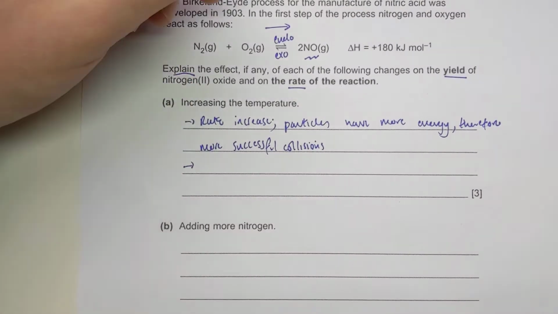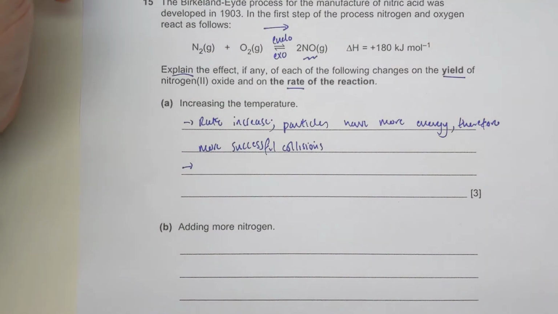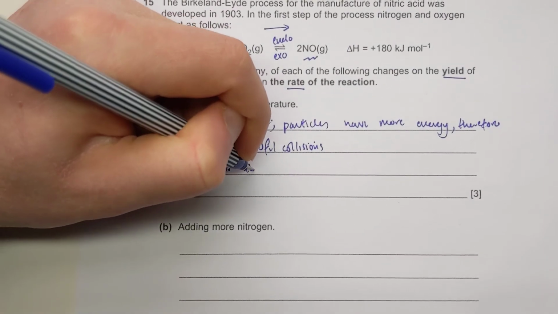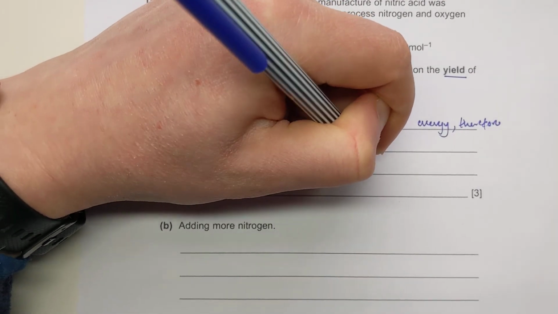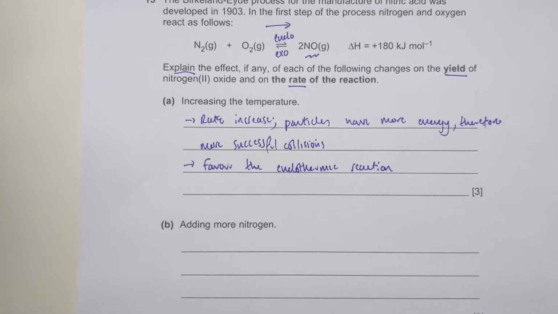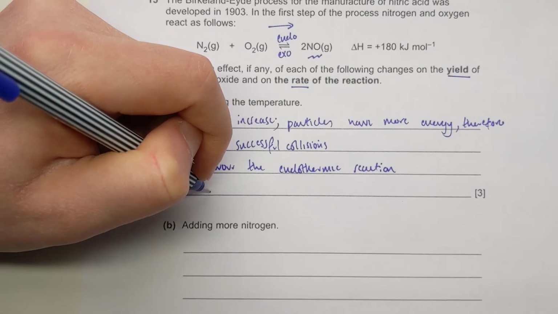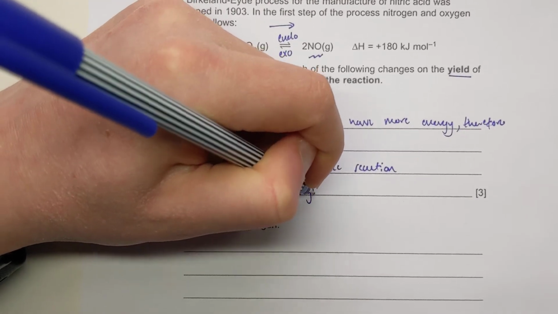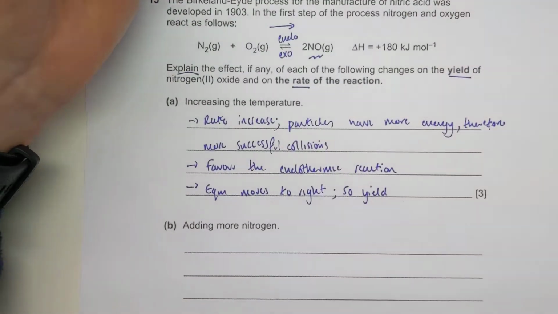So the implication of that is if I favour the forward reaction, I'm going to make more product, which therefore increases the yield of that product. So my points for here would be I would favour the endothermic reaction. Another way of saying that is it is trying to cool itself down or opposing the temperature increase. If I favour the endothermic reaction, I could say pretty much equilibrium moves to the right. So the yield increases. I would have to mention yield in my answer because the question is about yield.